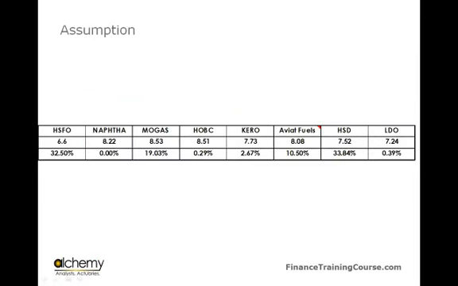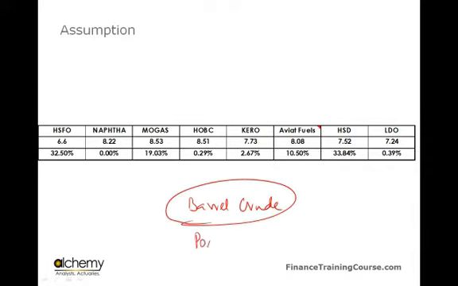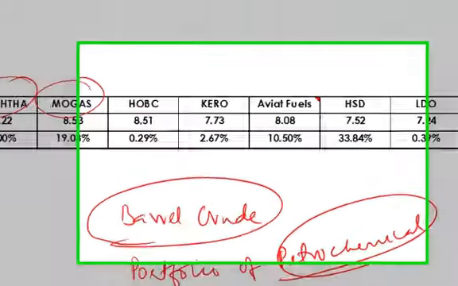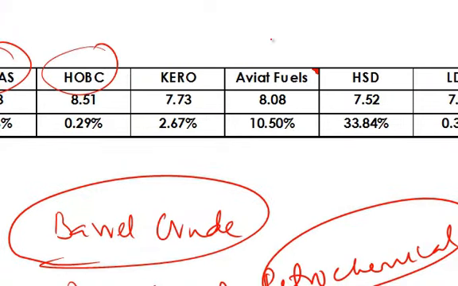Now, when you work within a refinery, you actually have a list of products that a refinery produces. So the assumption that we've made is that this refinery, for every barrel of crude that it consumes, produces a portfolio of petrochemical products. And what is included in these petrochemical products? So we've got high sulfur fuel oil, which is about 32%. We've got naphtha, which is about 0%. We've got motor gas, which is petroleum products. We've got high octane fuel or high octane motor gas, which is HOBC.